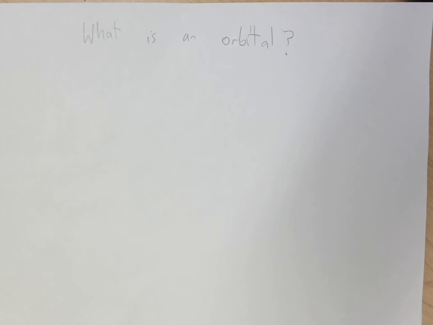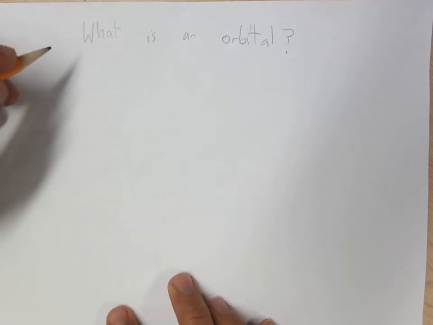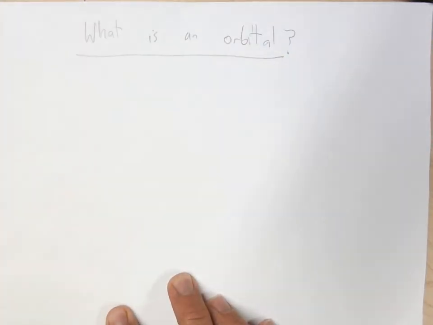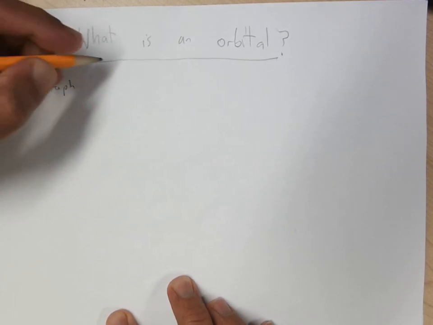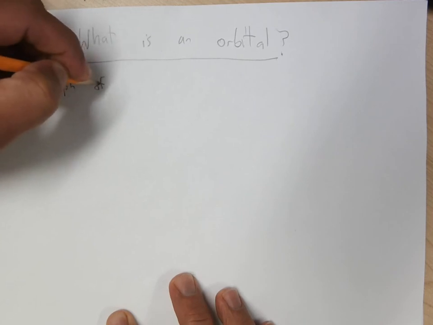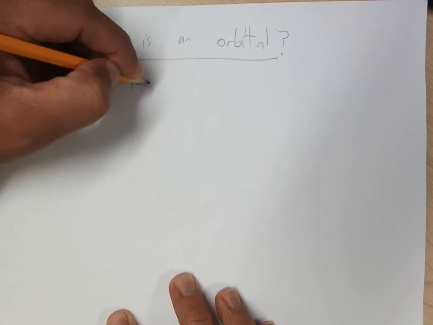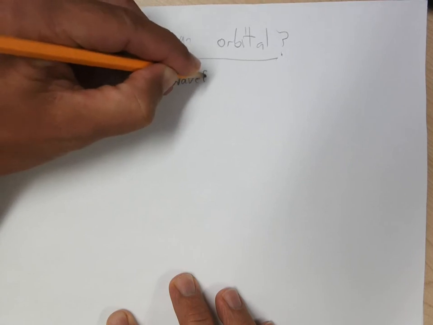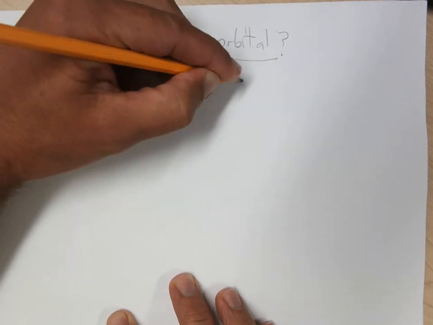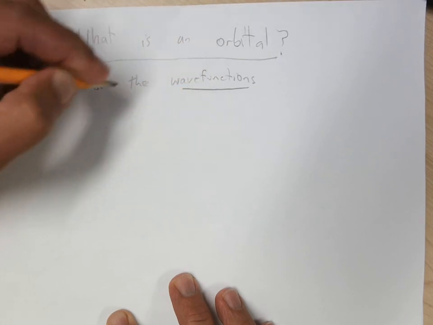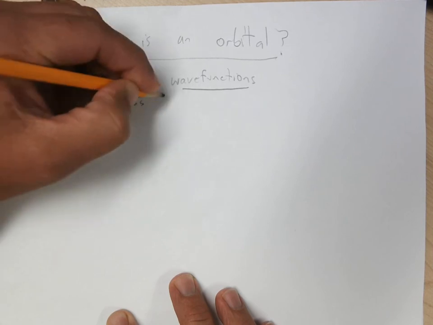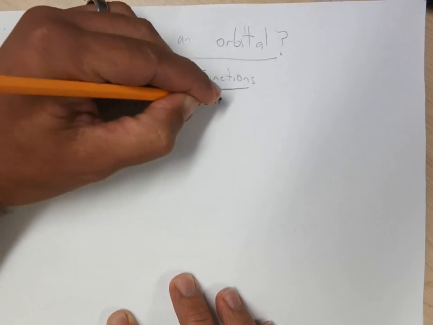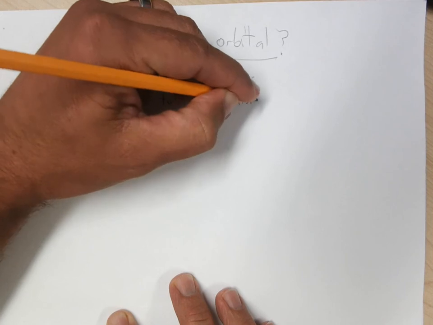When you solve the Schrodinger's equation, you get something called a wave function. And if you graph the wave function, you get an orbital. So in a really simple sense, an orbital is a graph of the wave functions, and the wave functions are the solutions to Schrodinger's equation.